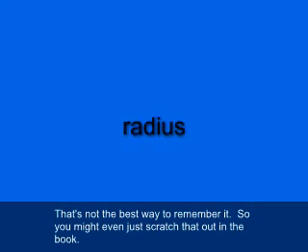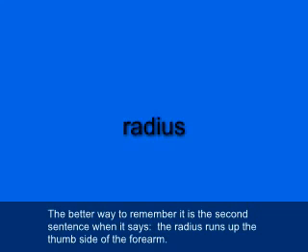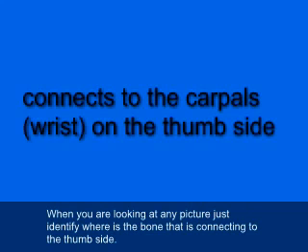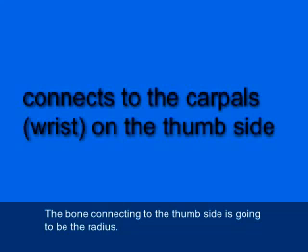That's not the best way to remember it, so you might even just scratch that out in your book. The better way to remember it is the second sentence, when it says the radius runs up the thumb side of the forearm. When you're looking at any picture, just identify where is the bone that is connecting to the thumb side. The bone connecting to the thumb side is going to be the radius.